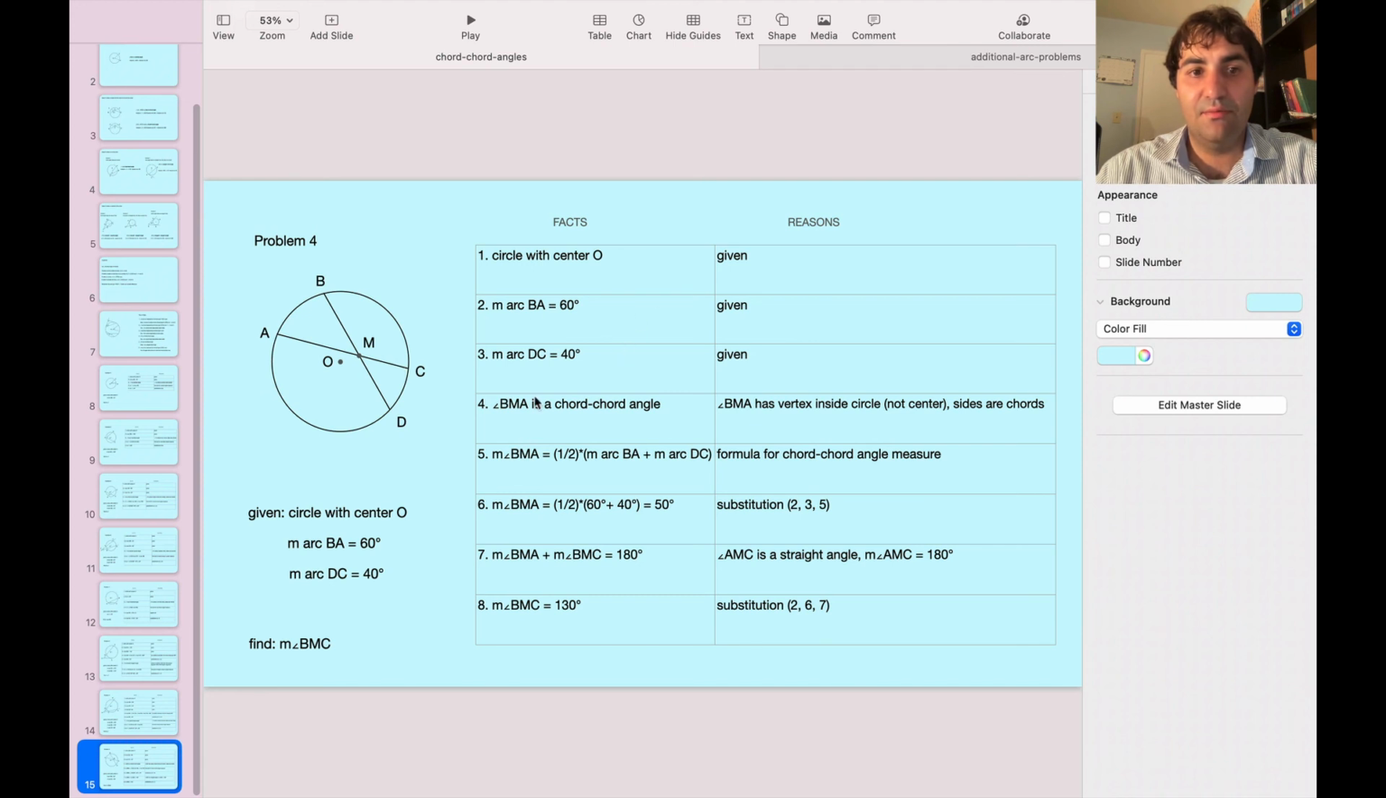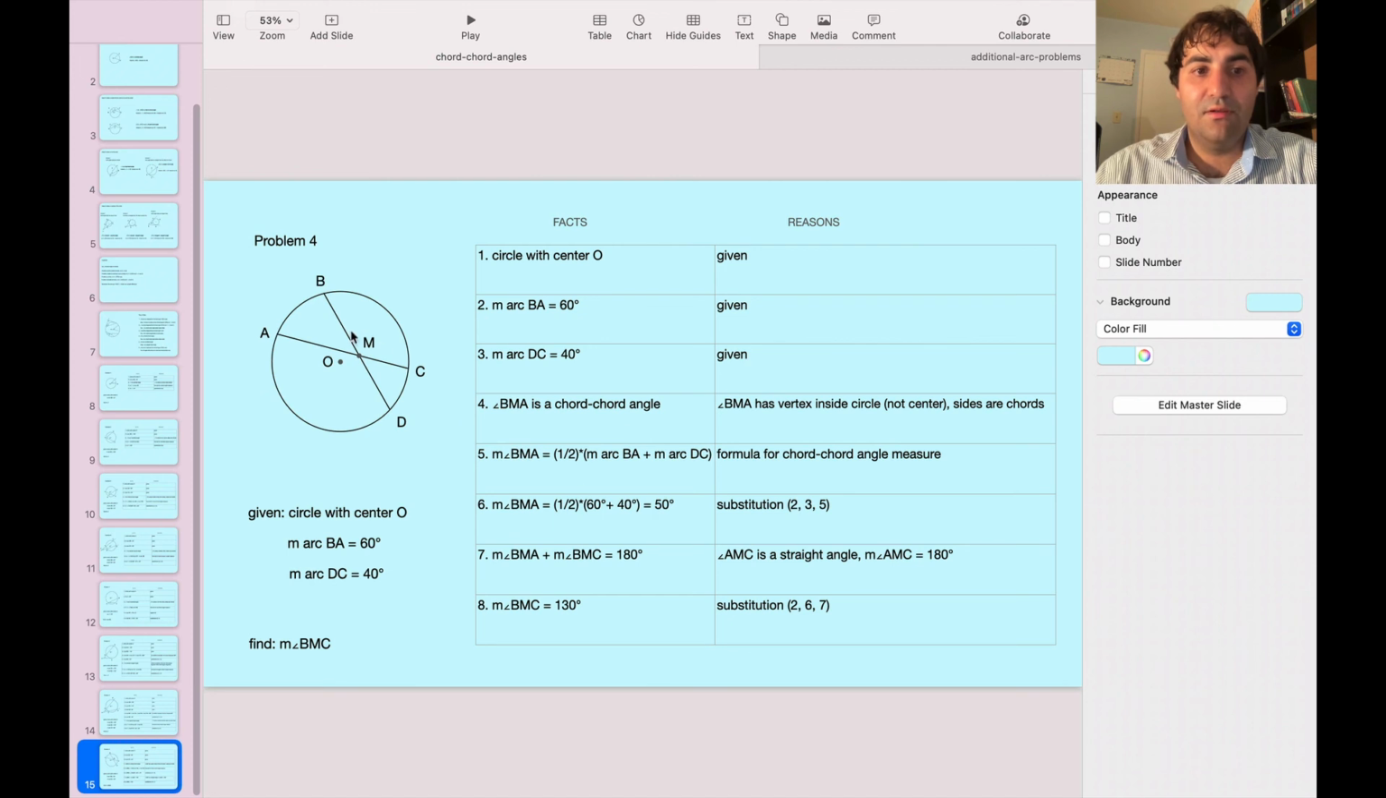So write down what we know, and we know that angle BMA is a chord angle. So the measure of angle BMA equals 1/2 times, in parentheses, the measure of arc BA plus the measure of arc DC, right, for the formula for chord angle measure. So if I plug in what I have in statement 2, statement 3 into statement 5, we get the measure of angle BMA equals 1/2 times, what is this? This is going to be 60 plus 40 degrees, 100 degrees. So if we divide it by 2, we get 50.